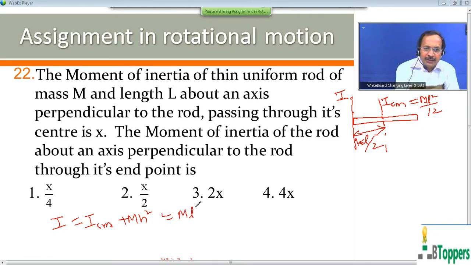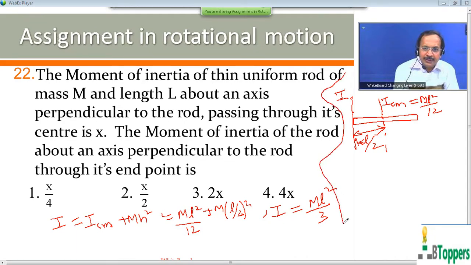Moment of inertia of the rod about the axis passing through its center of mass and perpendicular to the length of the rod will be ml square by 12. H equal to L by 2. So if you simplify this, they already explained, you get I equal to ml square by 3. So if you divide I with I subscript CM, you get ml square by 3 into 12 by ml square, or 4.